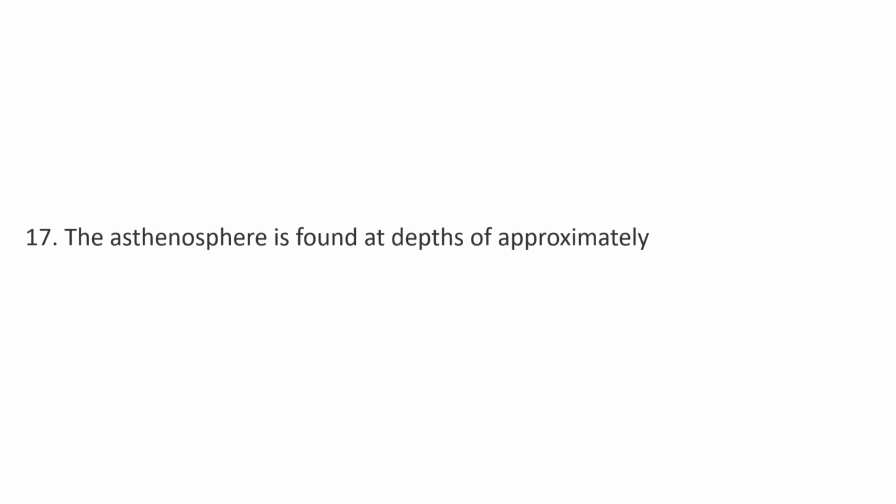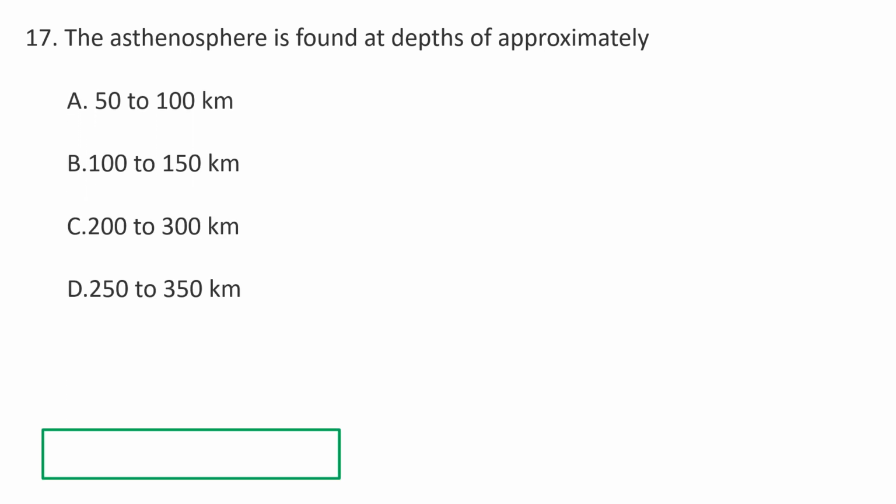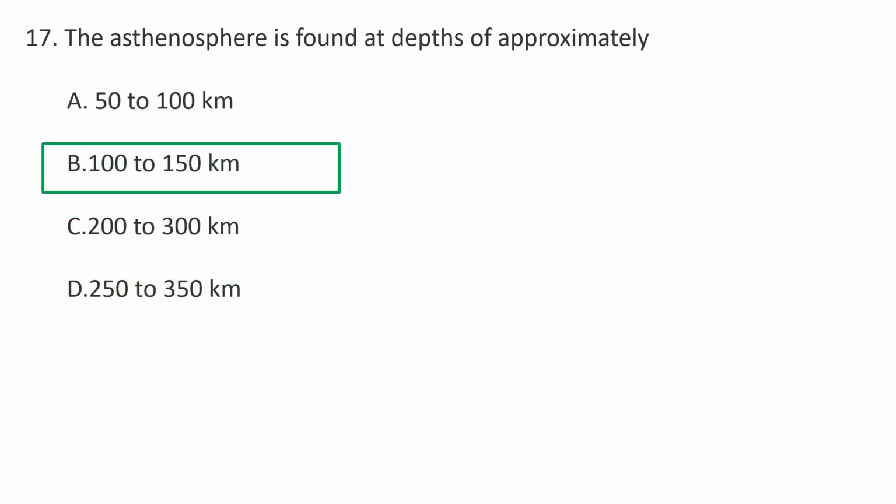Next question. The asthenosphere is found at a depth of approximately: A. 50 to 100 kilometers, B. 100 to 150 kilometers, C. 200 to 300 kilometers, D. 250 to 350 kilometers. The asthenosphere is found at depths of approximately 100 to 150 kilometers. It extends from about 100 to maybe around 700 kilometers below the Earth's surface. Heat from deep within the Earth is thought to keep the asthenosphere malleable, lubricating the undersides of the Earth's tectonic plates, and it allows them to move. So B is the correct option.